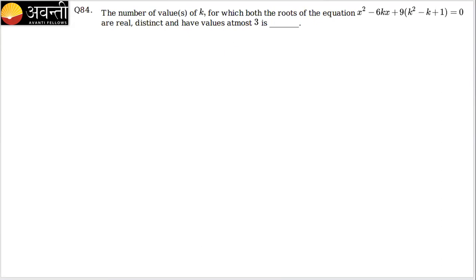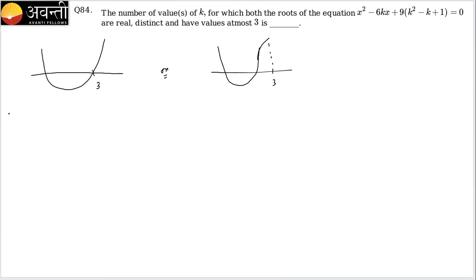Here, this is a question based on location of roots. You can see it. So how will we start? What will the diagram look like? Since the leading coefficient is positive, this will be my diagram. And 3 can be either on this side or on this side. Let's say 3 is here, or the case can also be like this. So if 3 is here, we have 3 conditions.